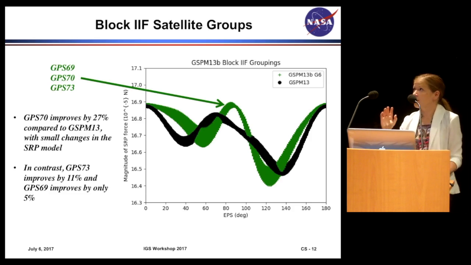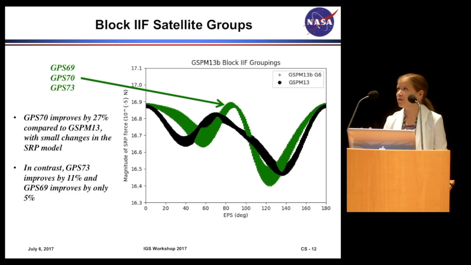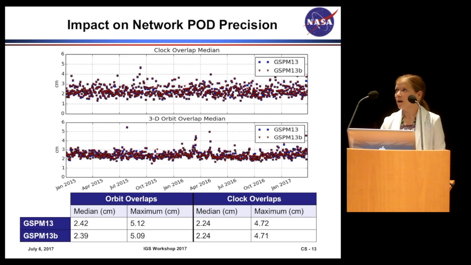In terms of the POD precision, we see very little change in the orbit and clock overlaps. There's a tiny improvement in the orbit overlaps, about 0.3 of a millimeter for both the median and the maximum. And then essentially no change in the clock overlaps, maybe 0.1 of a millimeter improvement in the maximum. So these are positive but almost negligible changes there.